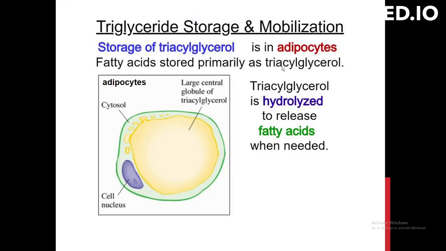Triglyceride storage and mobilization. Fatty acids in an adipocyte are stored primarily as triglycerol. Triglycerol is hydrolyzed to release fatty acids when needed. As you can see in this picture, we have an adipocyte, which has cytosol, a cell nucleus, and this yellow part inside is the large central globule of triglycerol.